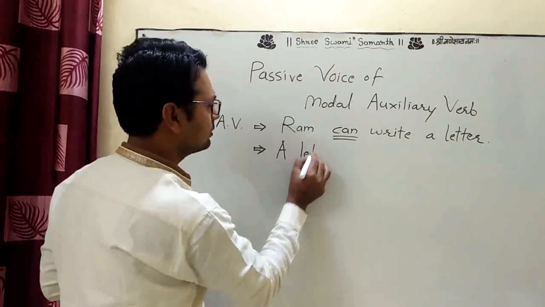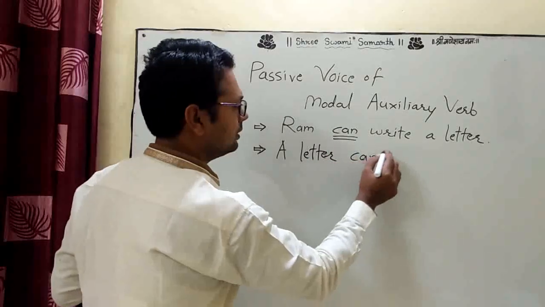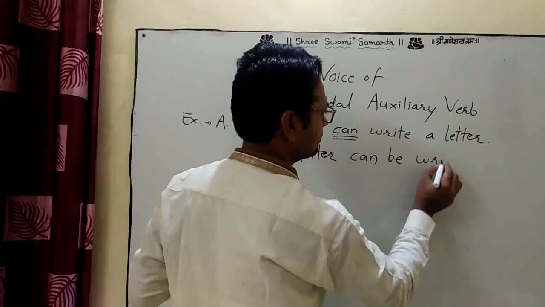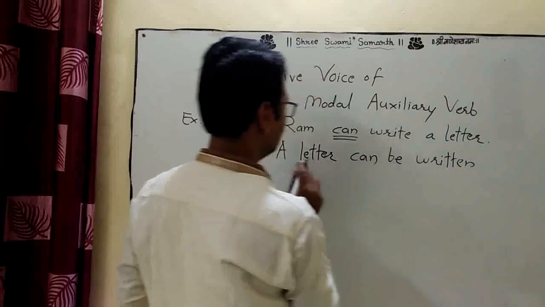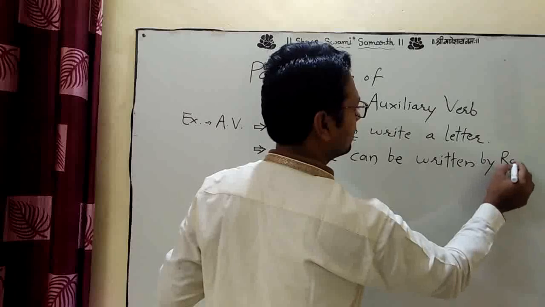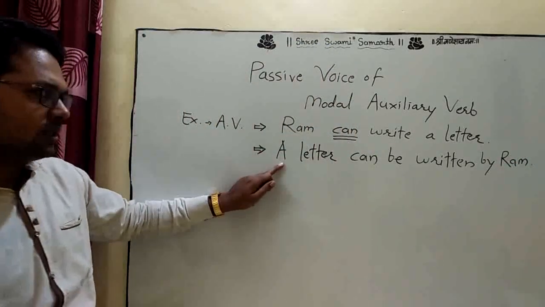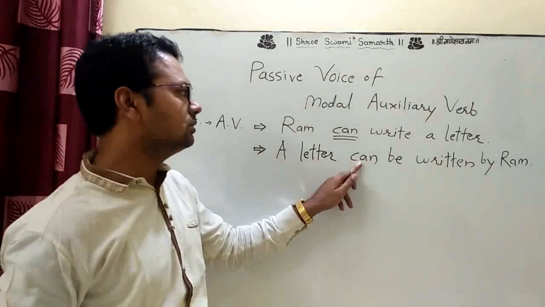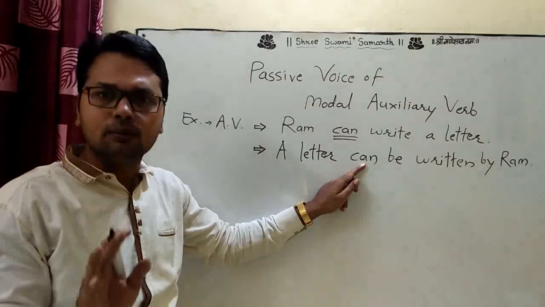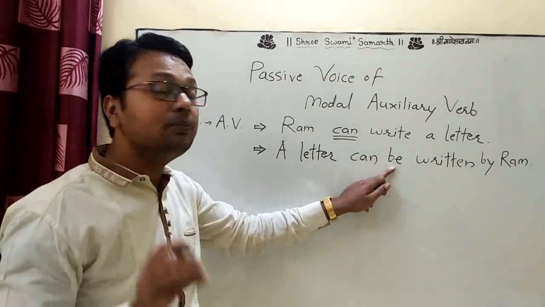A letter can, then we just add be, written. A letter can be written by Ram. This is a very simple method: we took the object first, then we use the same modal auxiliary verb. We don't change the modal auxiliary verb; we just take the same modal auxiliary verb. Then we also take be.